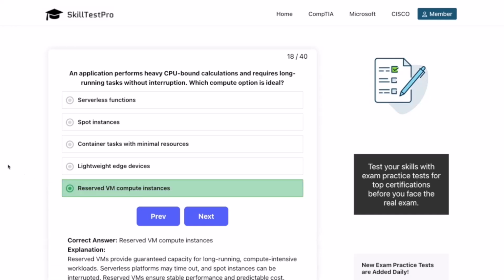Reserved VMs provide guaranteed capacity for long-running compute-intensive workloads. Serverless platforms may time out, and spot instances can be interrupted. Reserved VMs ensure stable performance and predictable cost.